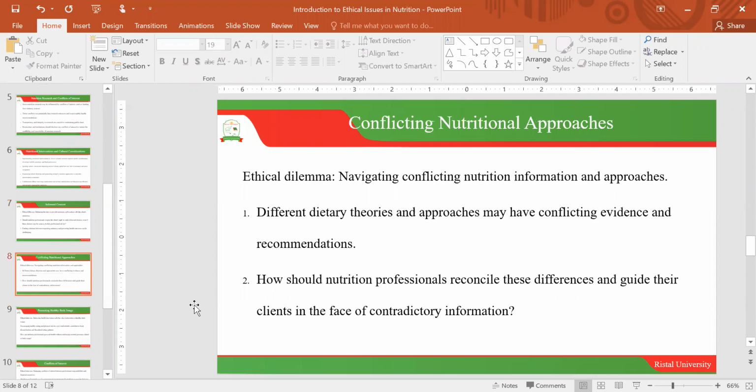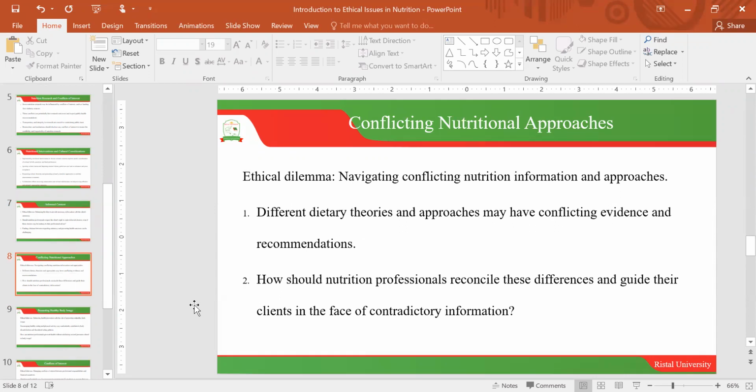So we come to what we call conflicting nutritional approaches. This comes into play when you realize that nutritional practices, theories, and models may actually be conflicting.